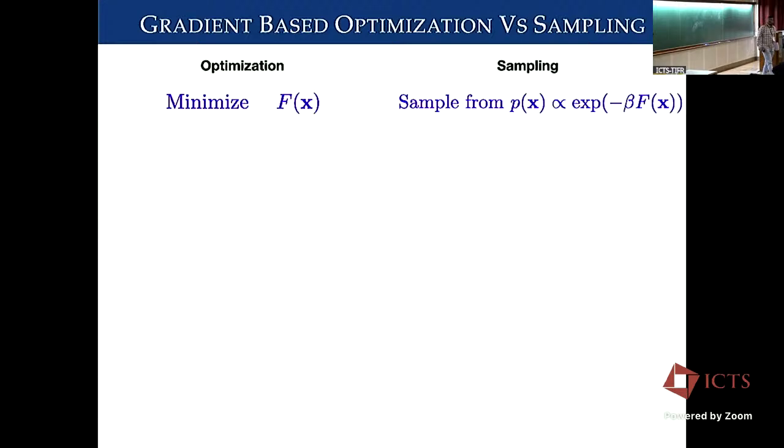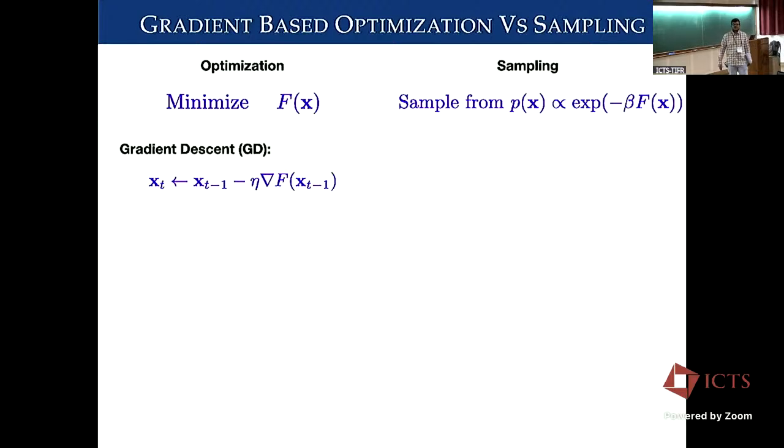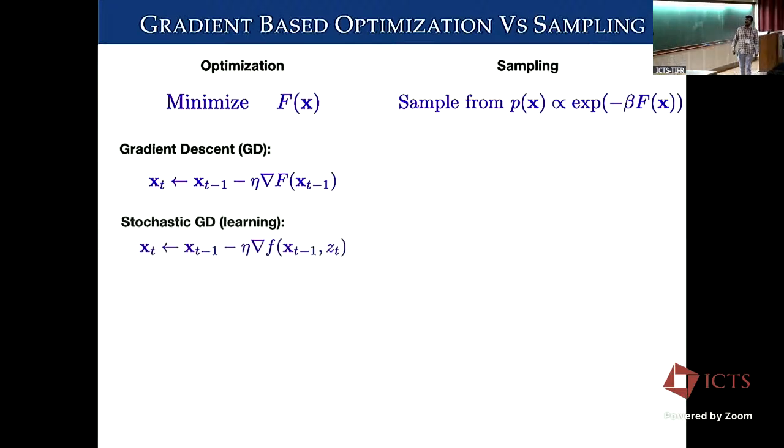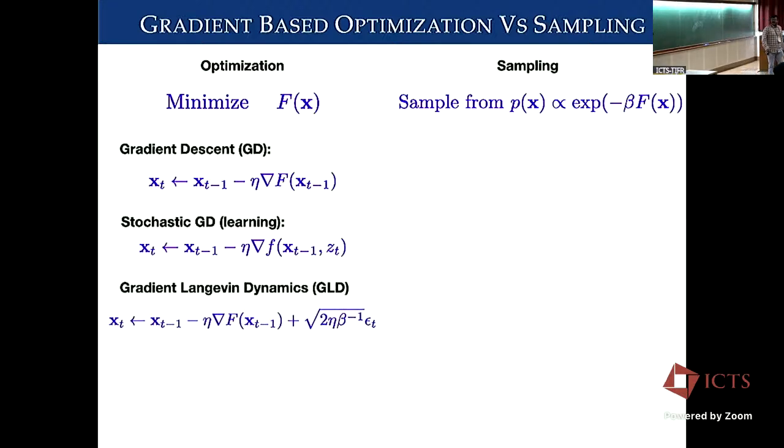To remind you, gradient descent is just this simple algorithm where on every step, you take the previous iterate minus some step size times the gradient at the previous step, and that gives you the next iterate. This is the stochastic version. And there is also this gradient Langevin method, where you just add a little bit of noise. These are all typically seen as optimization methods. The advantage of the last one is that if there are small areas of local minima, it jumps out of them because of the added noise.